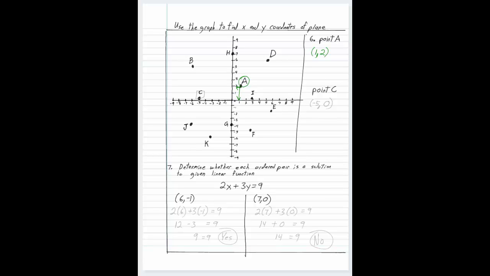For point C, which is right over here, I see that it's on the x-axis at -5. So -5 is part of my answer. But notice that because it's on the x-axis, that means y equals 0. So the coordinates for point C are (-5, 0).